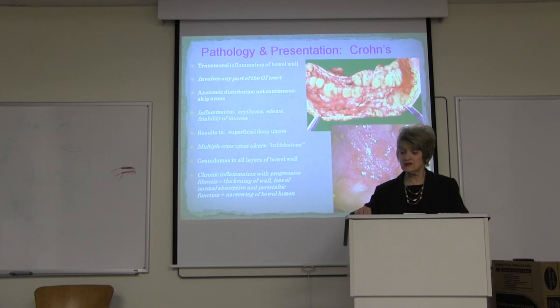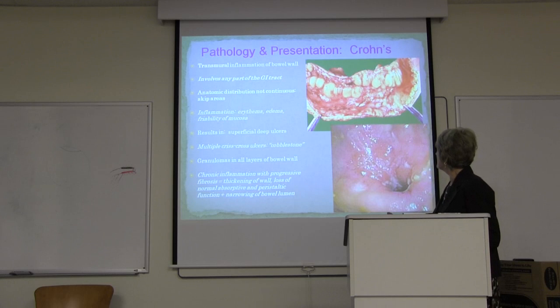Also, Crohn's disease, unlike ulcerative colitis, can skip around. And so you might have lesions in the sigmoid colon, and you might also have lesions in the ileum at the same time. So a more difficult disease to control than ulcerative colitis because you can't just cut it out. Even if it's bad, you can't just cut it all out because it can come back somewhere else.